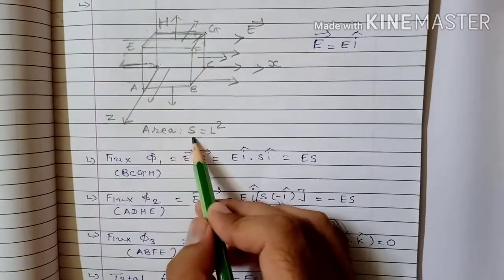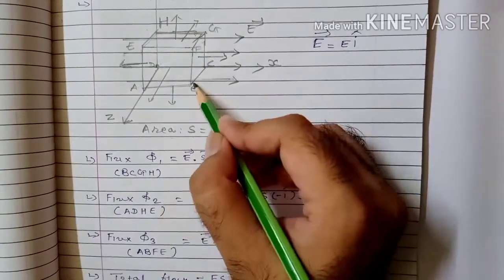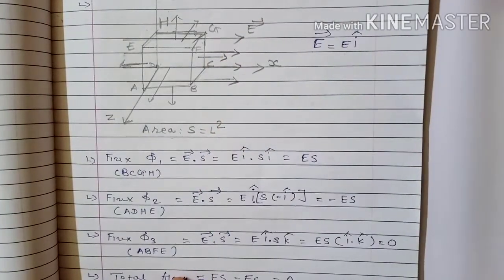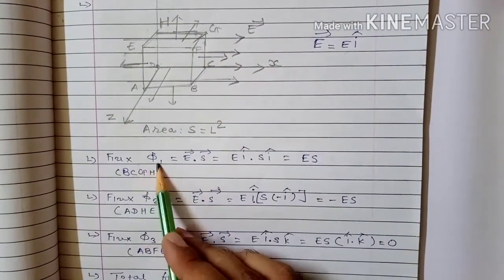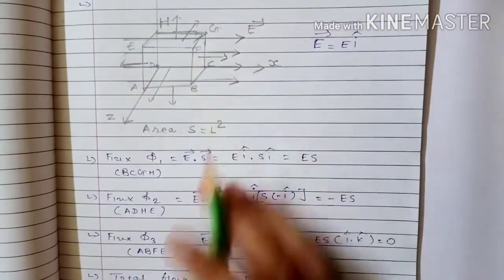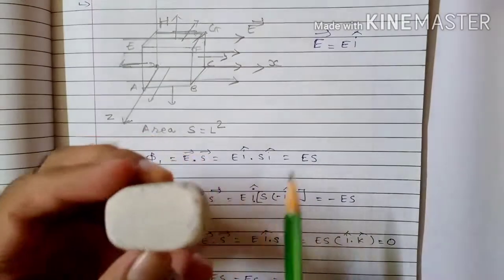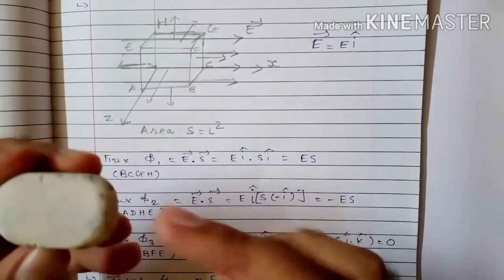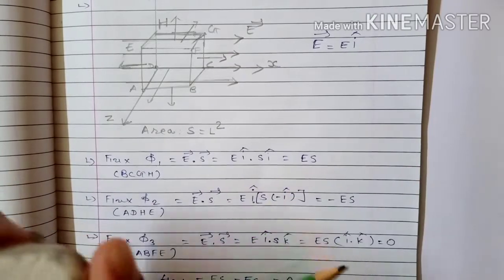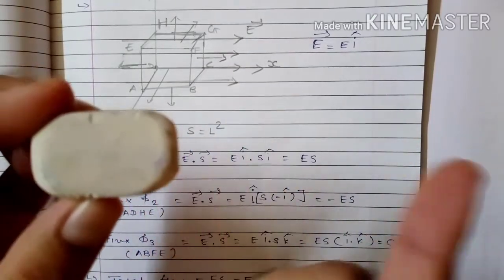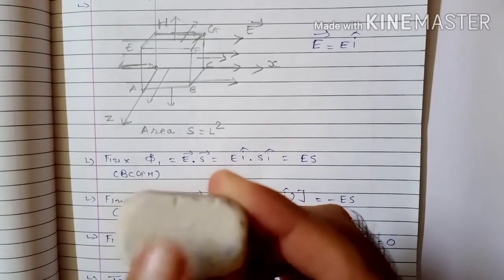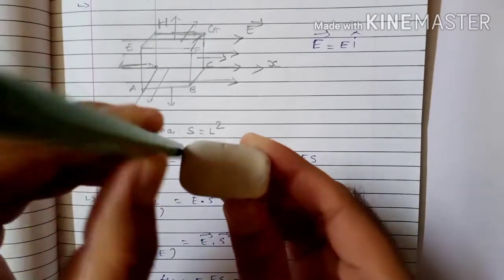If we have to find the flux through the first face, that is the BCGF surface. For each square, the area is L square, length L, breadth L. Therefore L into L, L square. So flux phi 1 is equal to E vector dot S vector. If we consider this surface, suppose this is the cube, then for this surface the direction of the area vector will be in this direction. It means towards the right. Okay. If we consider the upper surface, then the direction of the area vector will be in the upper direction.